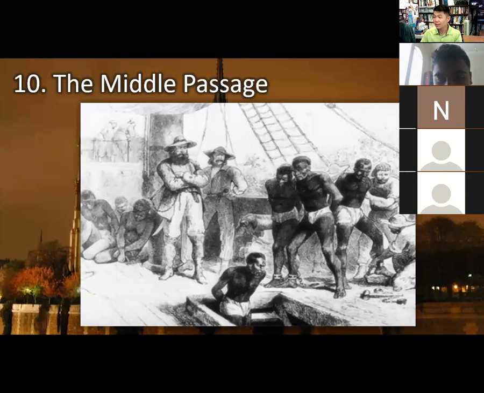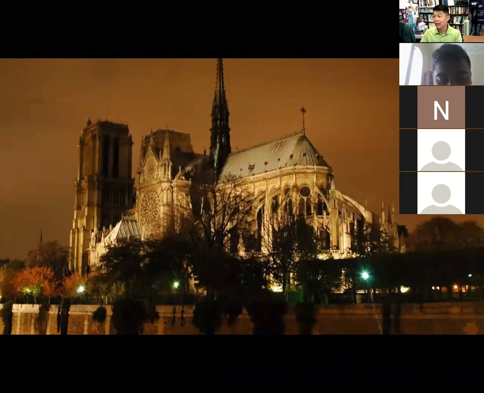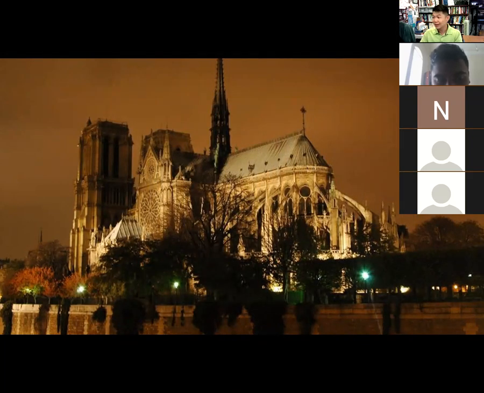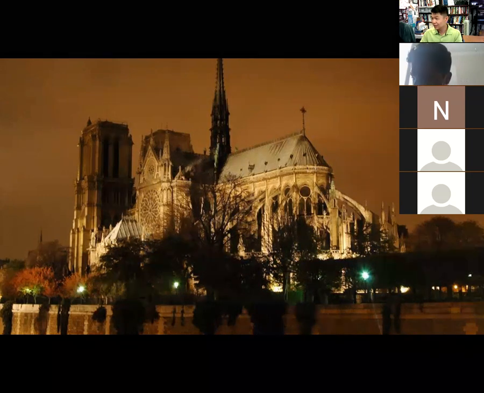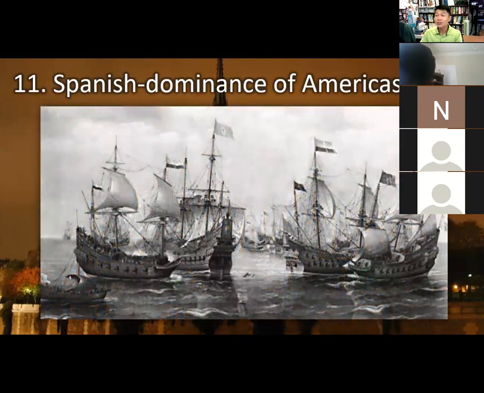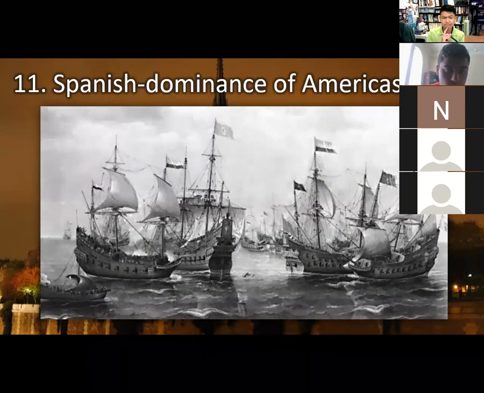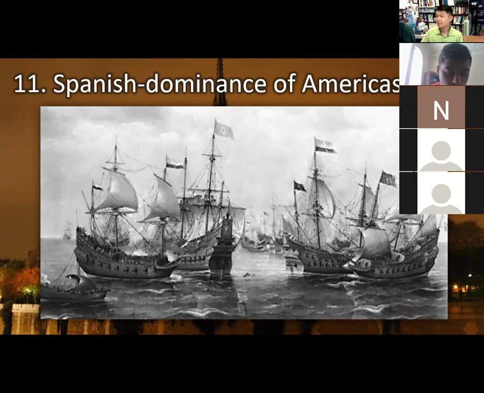Okay, 11, which of the following profited the most from the Atlantic Circuit? First of all, in the 16th century, I have Spanish dominance of the Americas. Well, that works. C or D, either one works here. But first of all, what's the Atlantic Circuit, by the way? I'll mark this as C and D.